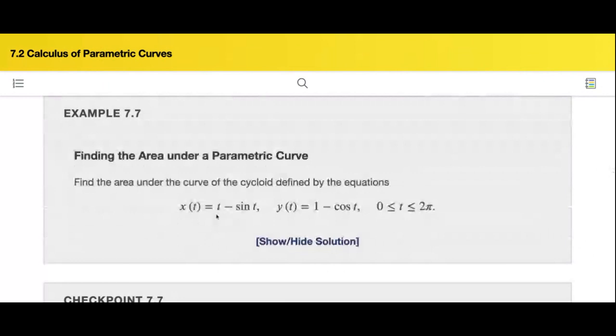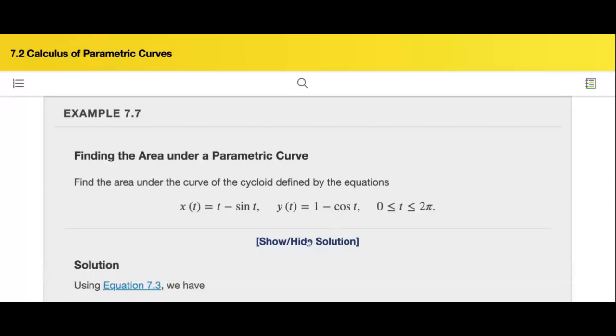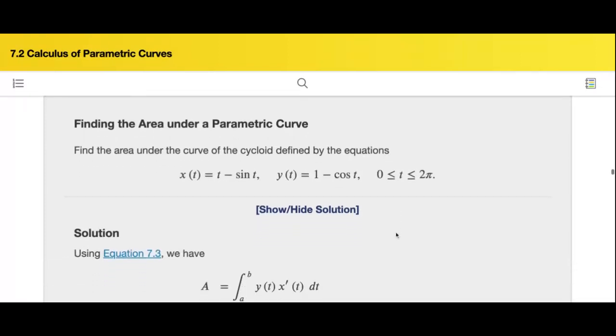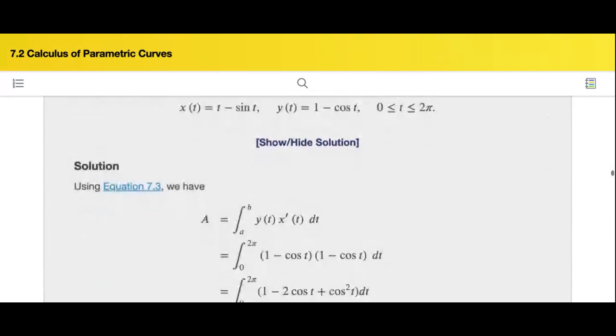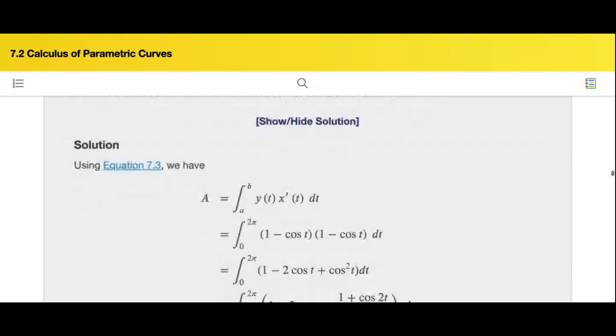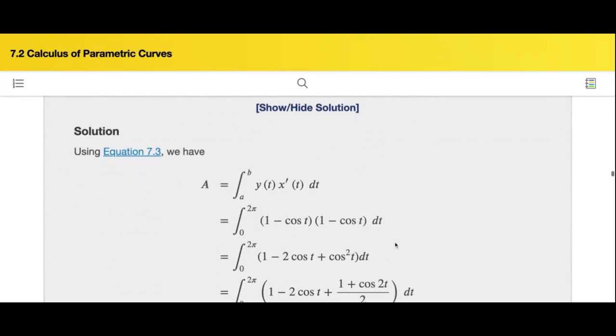So x is defined as t minus sine t, y is defined as 1 minus cosine t, and t runs from 0 to 2 pi. So we set up an integral from a to b, from 0 to 2 pi, and y of t is 1 minus cosine t, while x prime of t will be 1 minus cosine t, right? So 1 minus cosine t times 1 minus cosine t, you get a square, 1 minus cosine t squared.